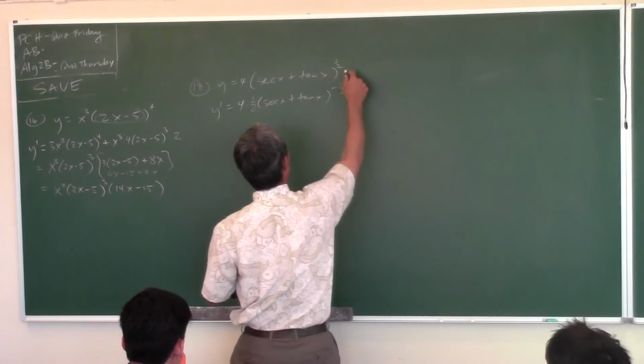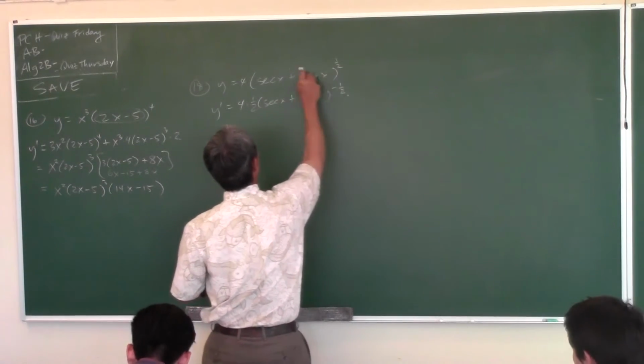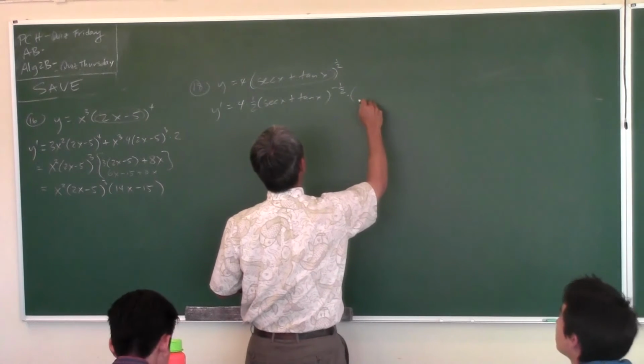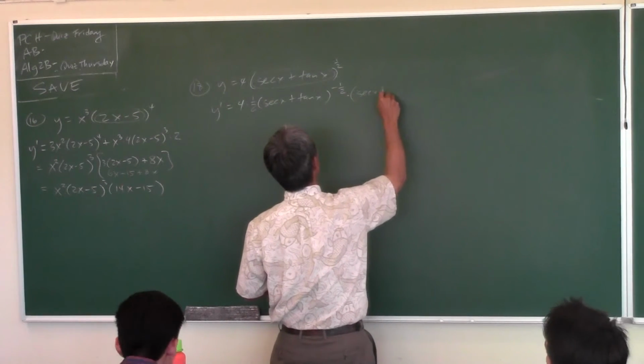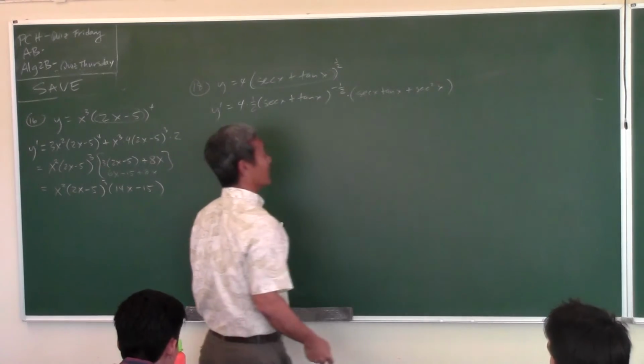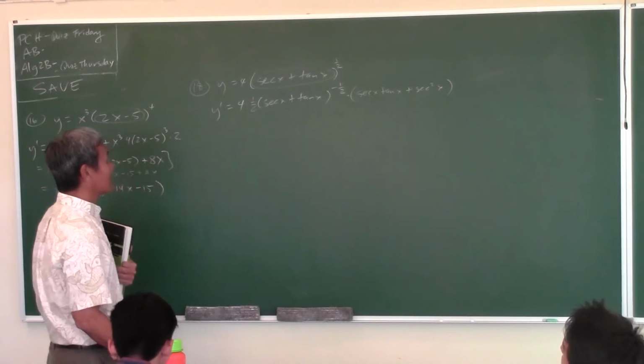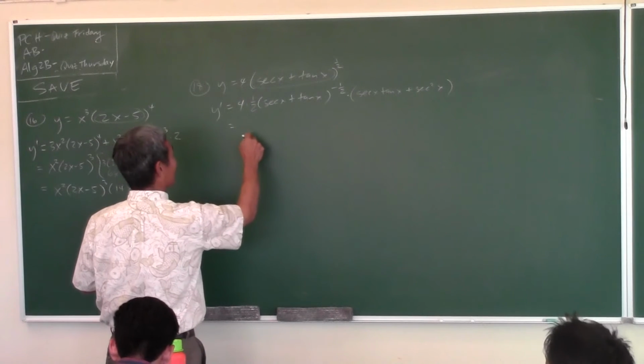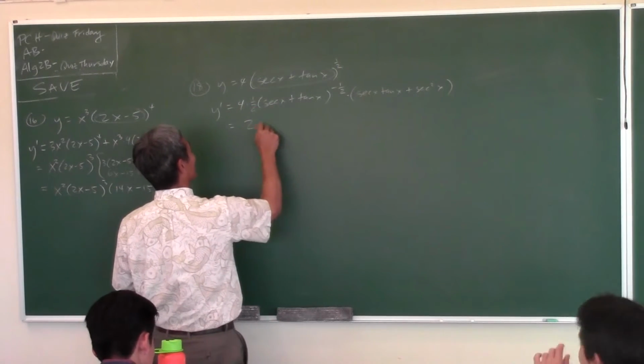1/2 box to the negative half times the derivative of that box, but that's easy. Secant x tangent x plus secant squared x. Okay, but now we gotta simplify this. Hey, this looks eerily familiar, like the last problem. So 4 times 1/2 is 2.